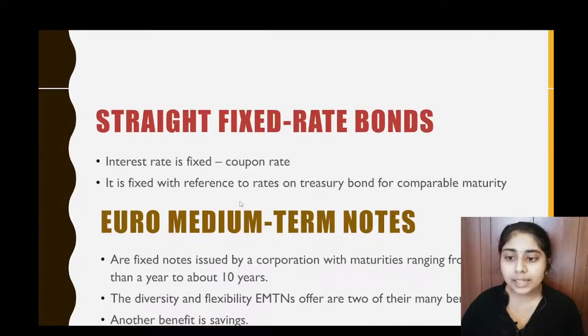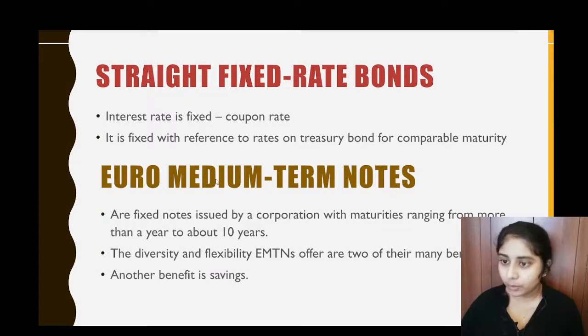Now the next one is a straight fixed rate bond. What is a straight fixed rate bond? As the name suggests, it has a fixed rate of interest, and that interest rate is known as the coupon rate. It is fixed with reference to the rate on a treasury bond of comparable maturity. So the bond which has a fixed rate of interest is known as a straight fixed rate bond.